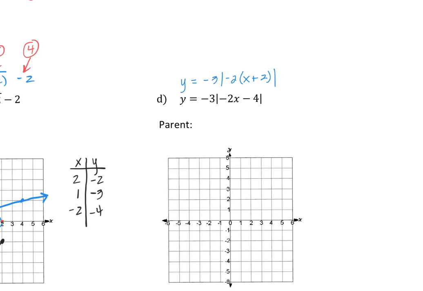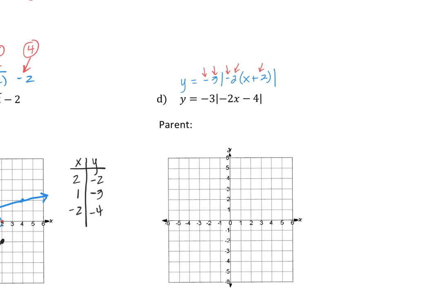Okay, if I distribute that -2 back through, I get -2x minus 4. So it looks like I'm going to have a horizontal shrink by half, then a reflection about the y-axis, but then I'm also going to shift left 2 units. Then I'm going to do a vertical stretch by 3, and I'm going to reflect across the x-axis. It's a lot going on.